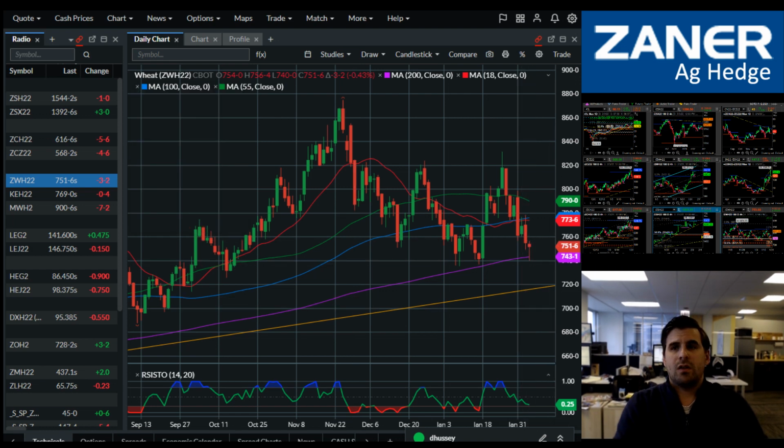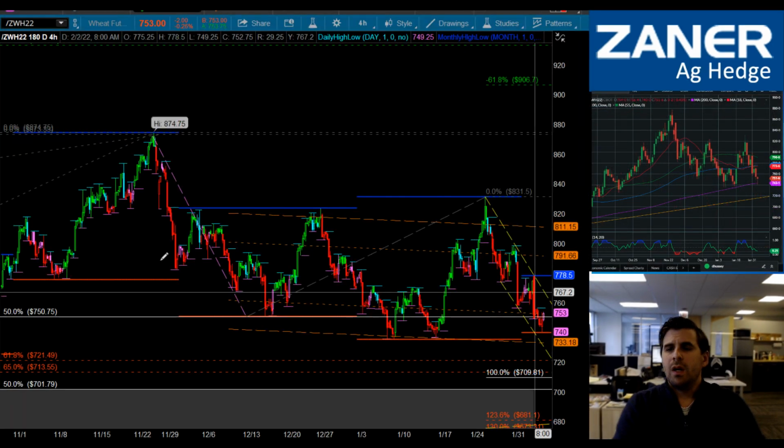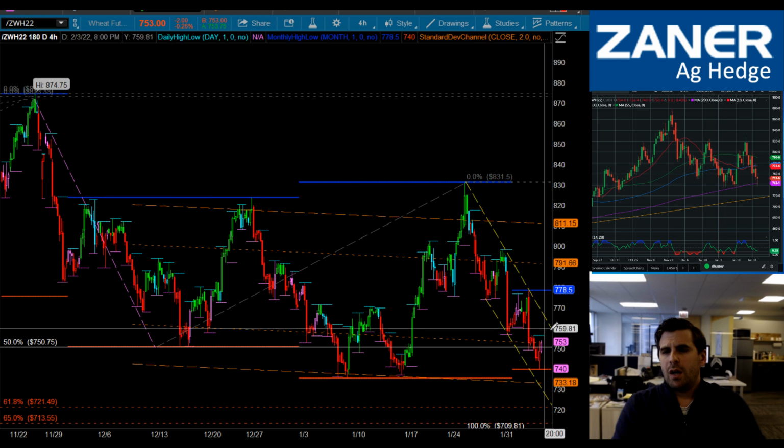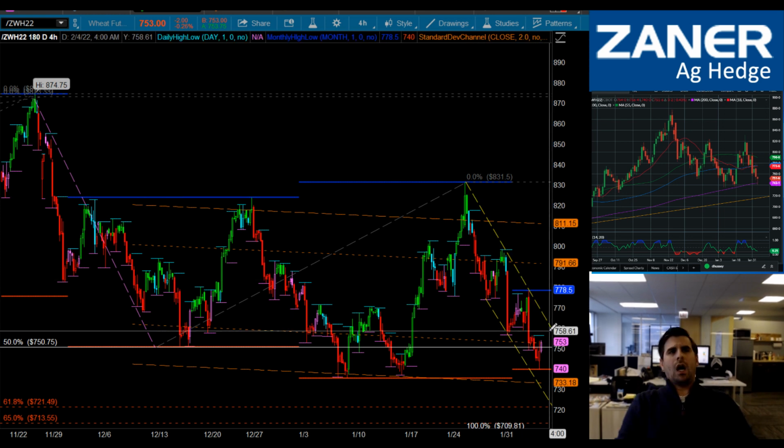We'll take a look at this smaller time frame chart now. Drill down to that 4-hour time frame, because if we go above the highs of today and certainly above the trendline resistance I have here drawn on the chart, that comes in around 760, I'd feel a lot more confident in a reversal.